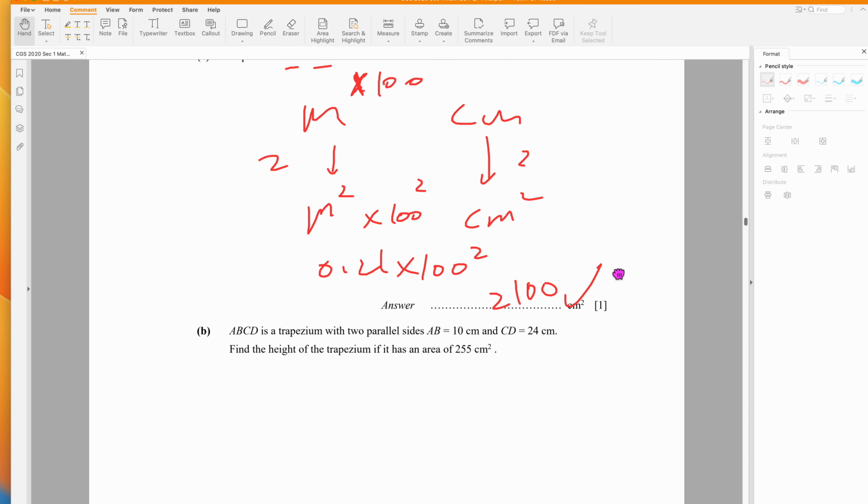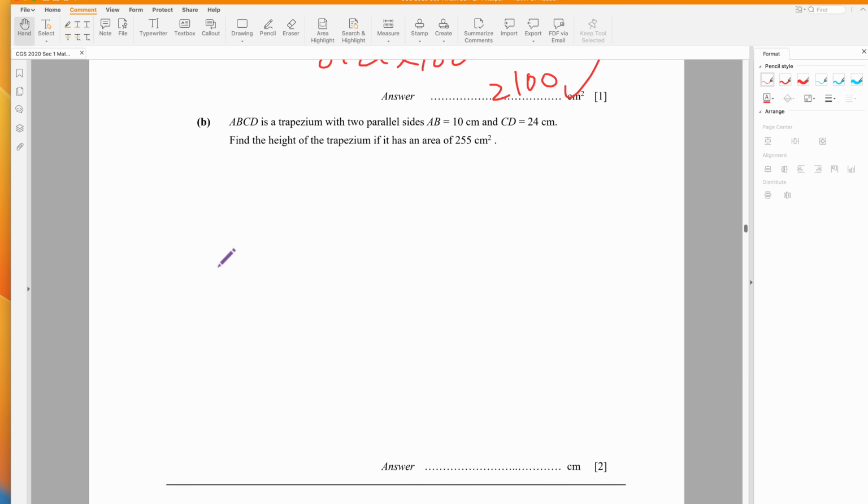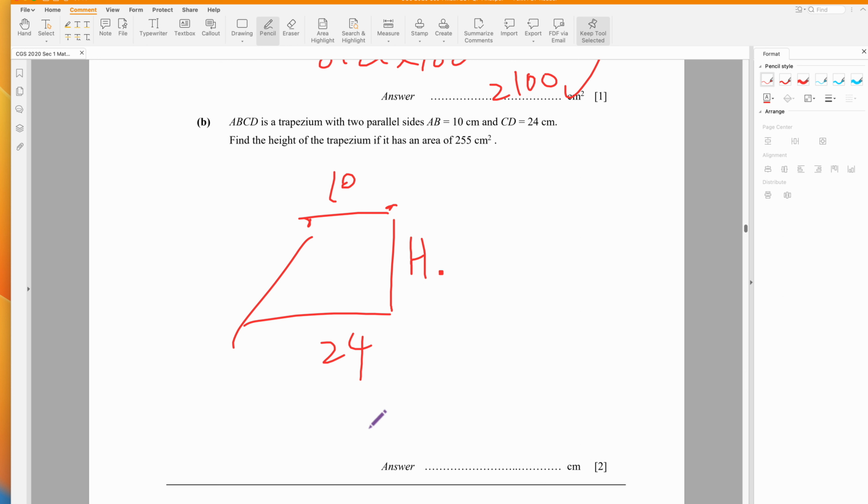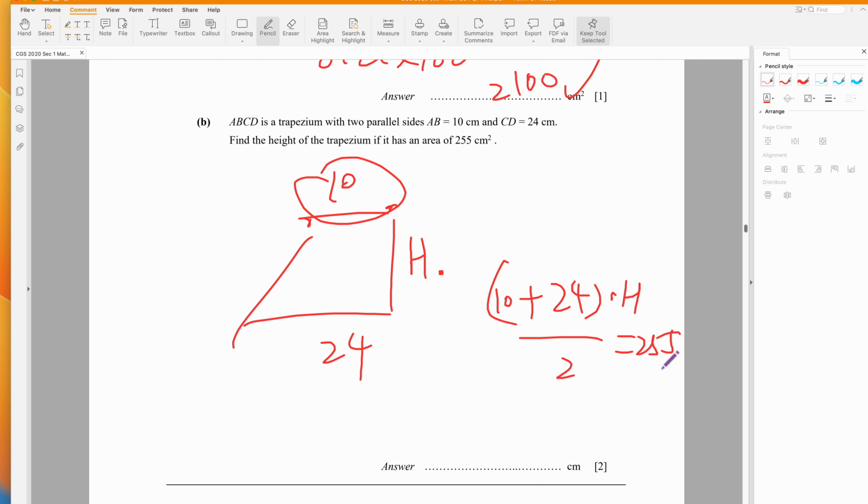Trapezium. That I got 15 cm. How did you do it? You use the trapezium formula, is it? Yes. So basically it's just this plus this, times the height, divided by 2, is 255. So that's how you get your H.